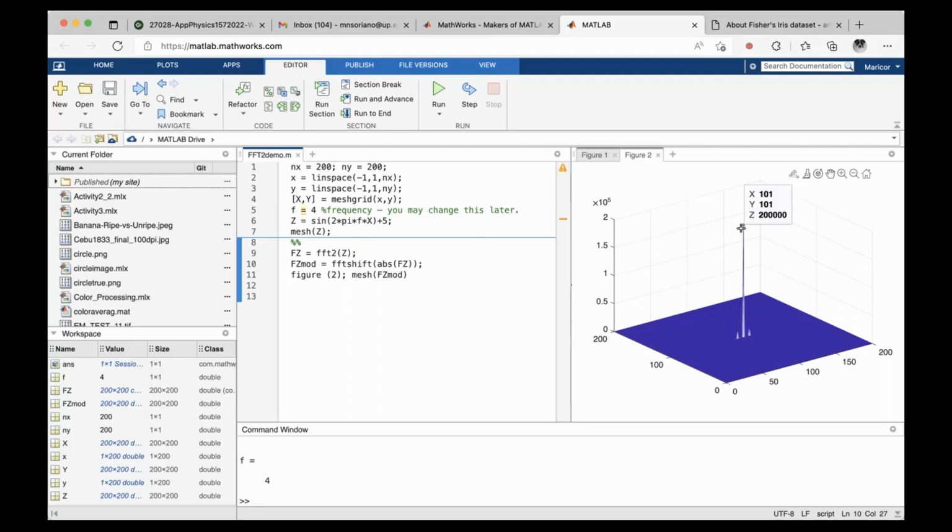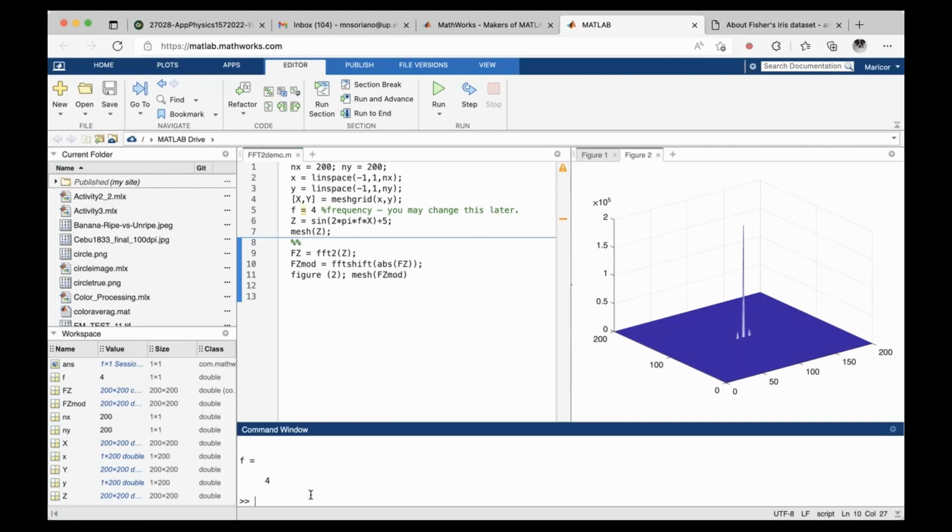Merong isang peak na mataas at may dalawang maliliit na peaks sa gilid niya corresponding to the sinusoid. Now guys, this is very important. Tandaan niyo palagi ito, may insight yan. Tapos dyan, figure 3.